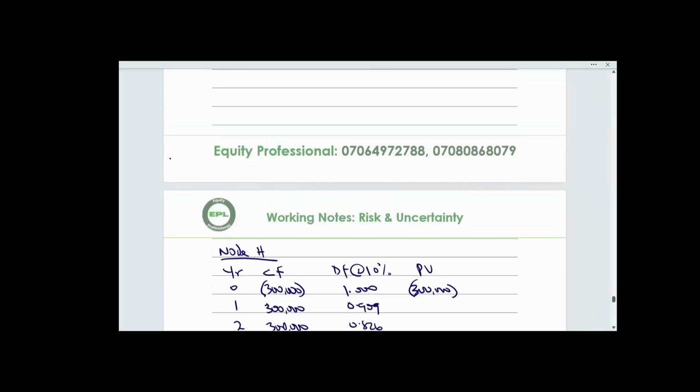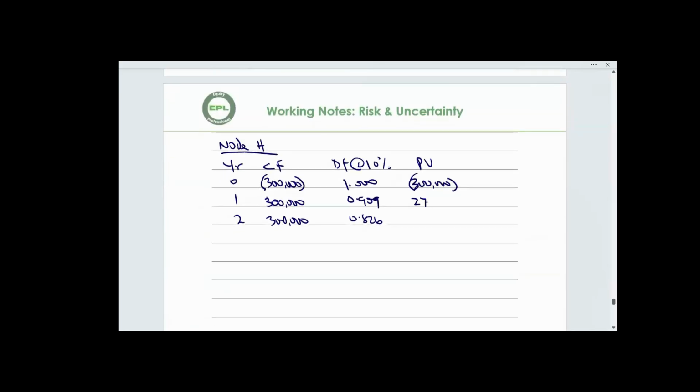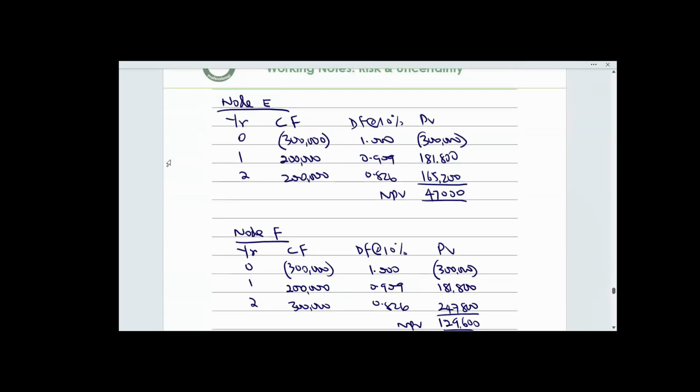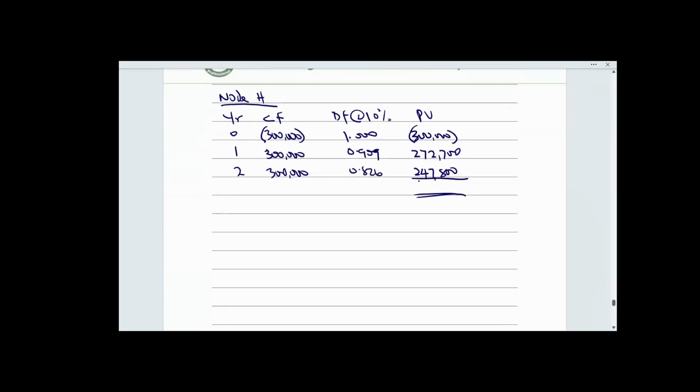So let's multiply. I think yes, 272,700. 300 multiplied by, I think we have, no, not 247, 800. 247,800. Final answer: 220,500. Yes, it can't be correct. 220,500. Then node I.